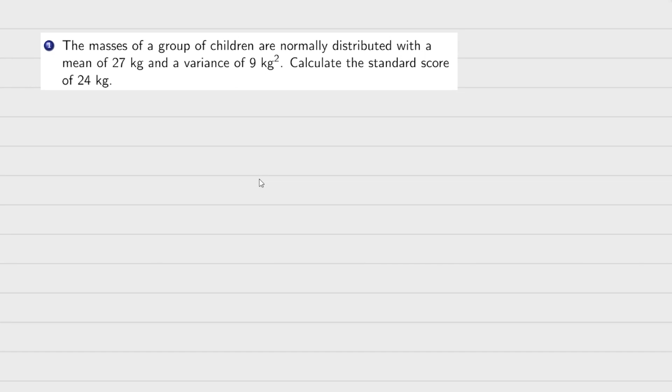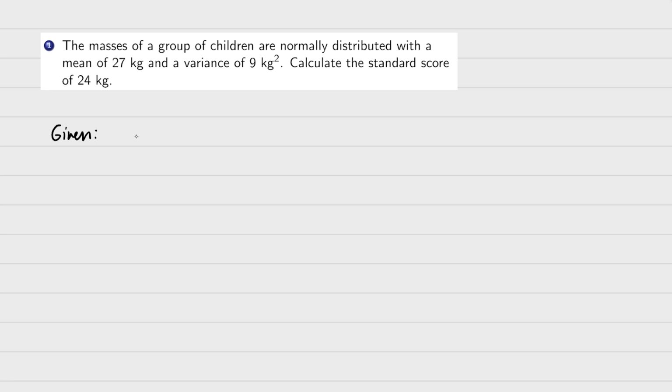Let's have example number 1. The masses of a group of children are normally distributed with a mean of 27 kilograms and a variance of 9 kilograms squared. Calculate the standard score of 24 kilograms. So, standard score lang. So, let's write the given values muna.